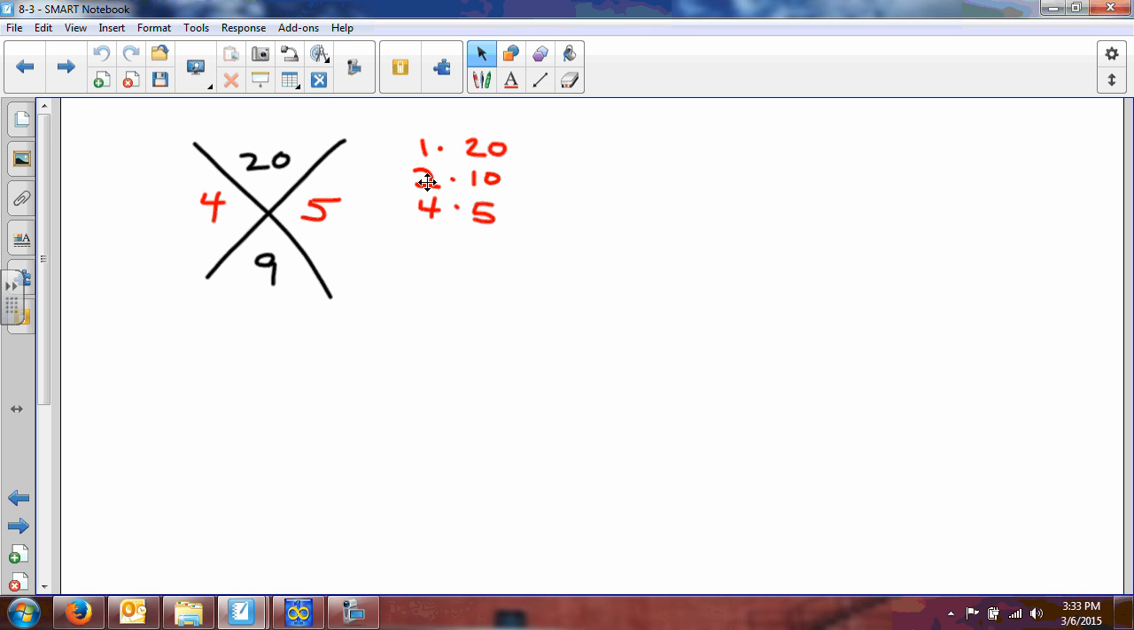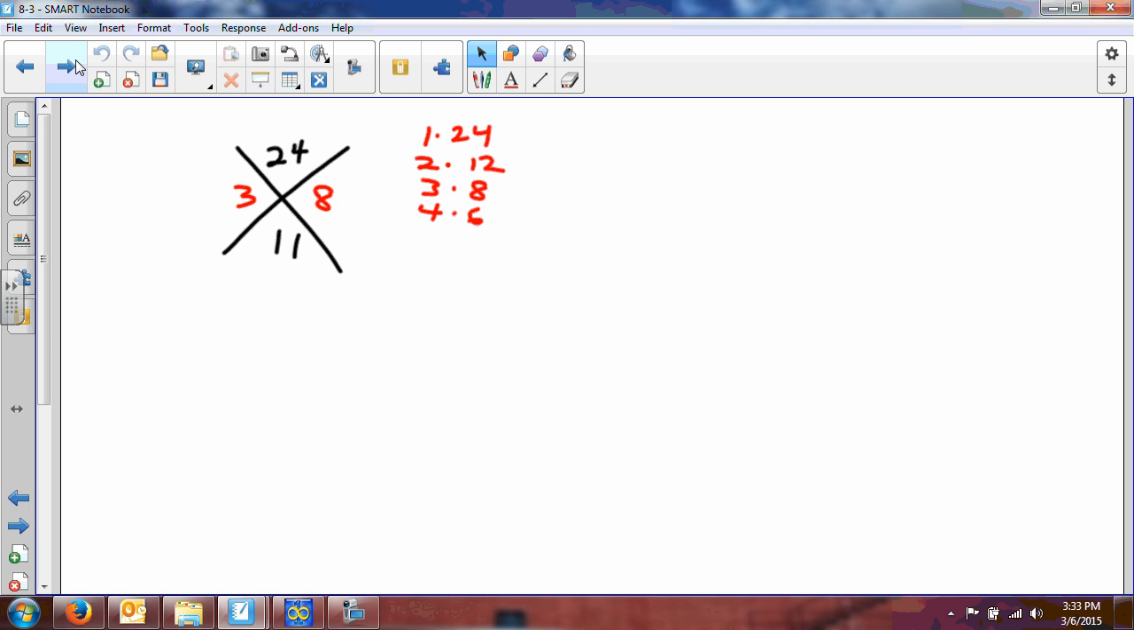20: 1 times 20, 2 times 10, 3 times a decimal, and if you have a decimal, don't even worry about it. 4 times 5, multiplied 20, adds to 9. So just start taking this top number and dividing by 1, 2, 3, 4. So 24 divided by 1, 24 divided by 2. 1 times 24, 2 times 12, 3 times 8 gave me 11, 4 times 6. You don't necessarily need to keep going.